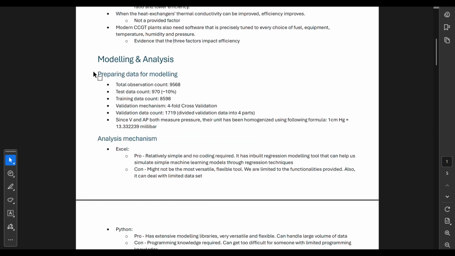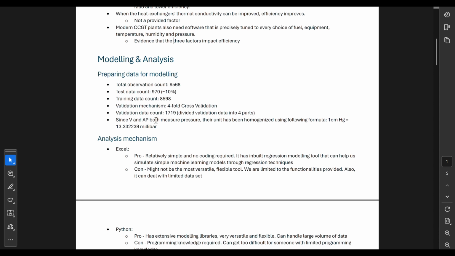Now, some baseline setting for our modeling and analysis. The total number of observation counts are 9568, out of which I have pulled out 10% data, which is roughly 970, for the test set. Our training data count is 8598. The validation mechanism we have used is a four-fold cross validation. So essentially, we are dividing this 8598 into four parts, and that gives us 1719 observations for every validation set.